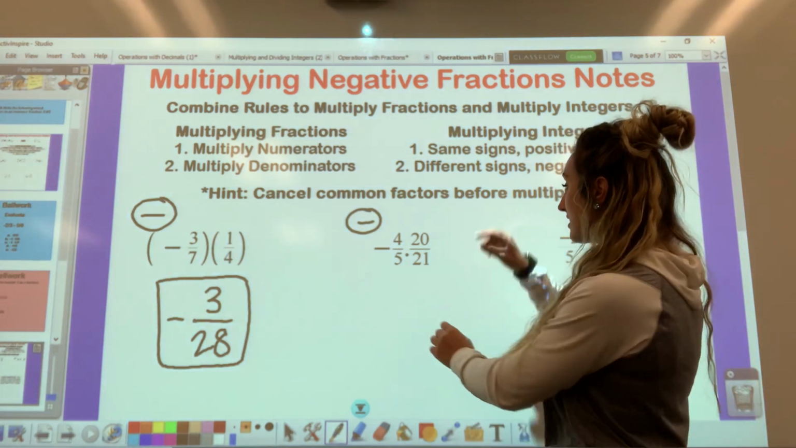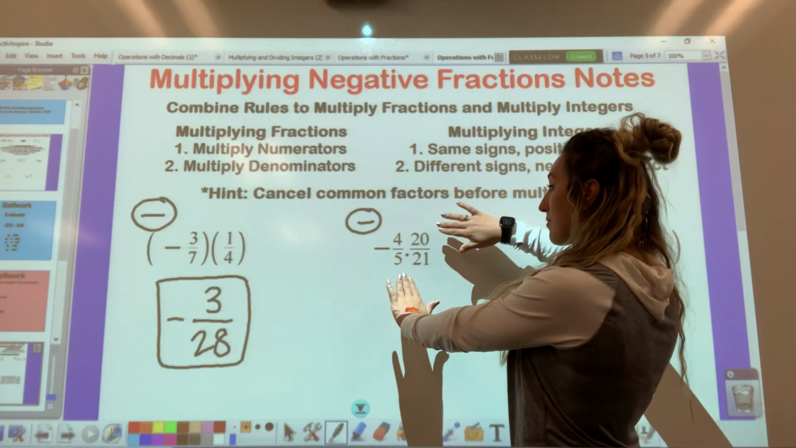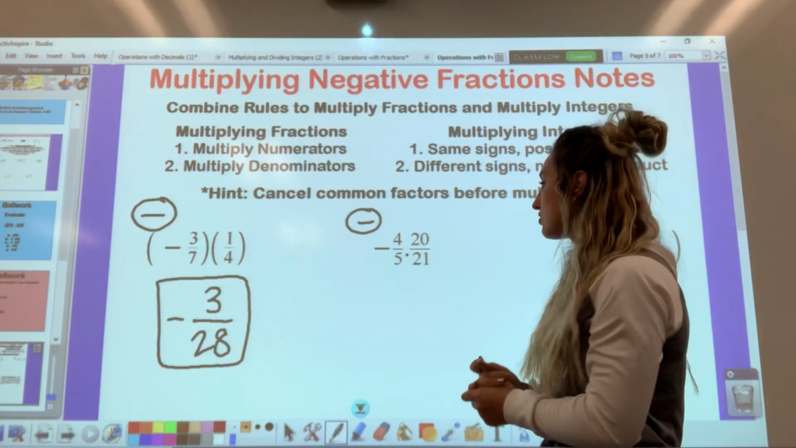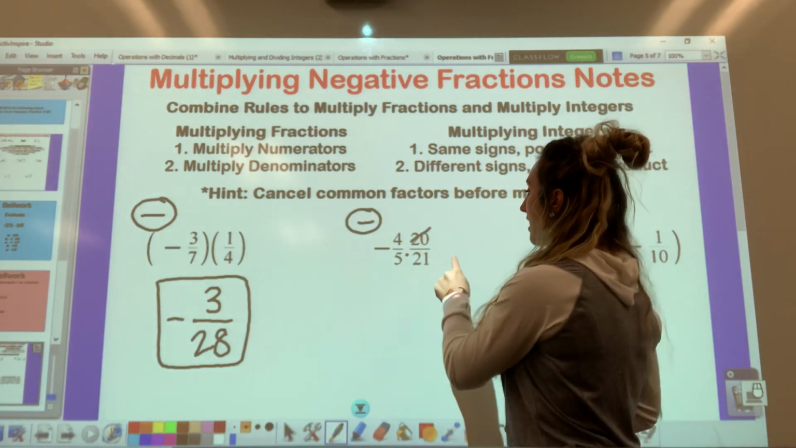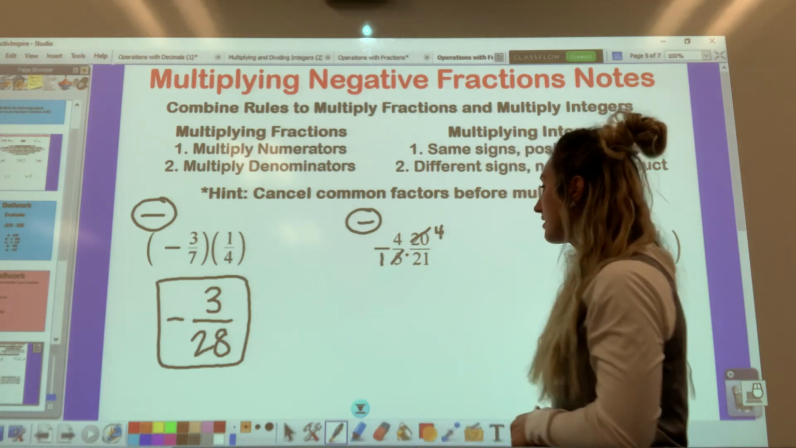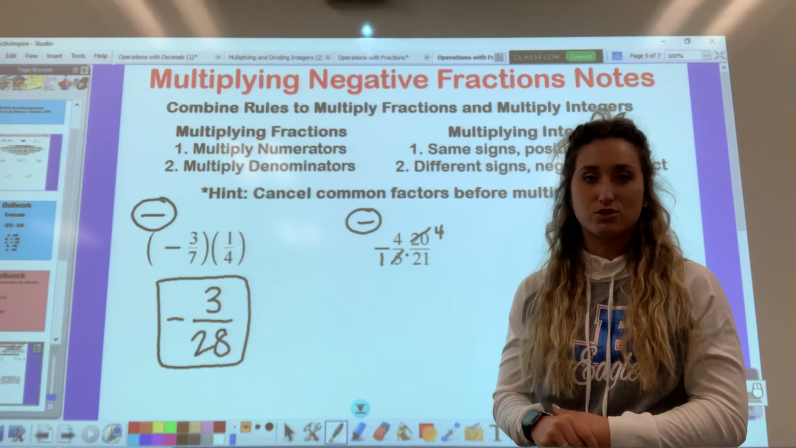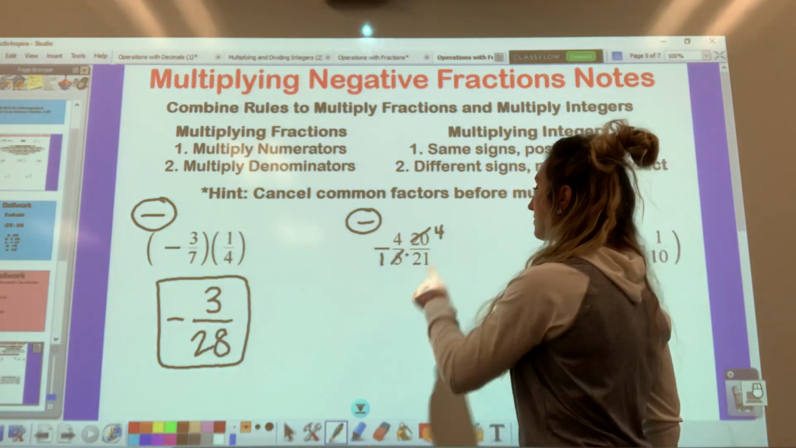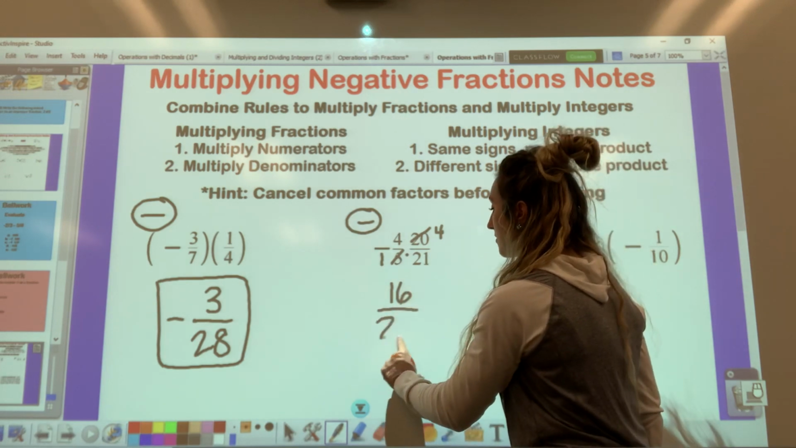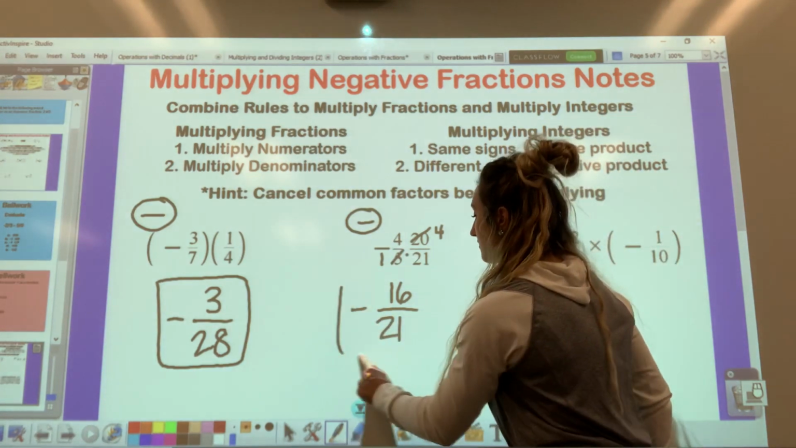So I see that between the 20 and the 5, so those numbers on the top and the bottom, there's a common factor of 5 there. I can divide both of those numbers by 5. So when I do that, 20 divided by 5 is 4, and 5 divided by 5 is 1. So now I'm working with these new numbers, and now I'll multiply straight across. 4 times 4 is 16. 1 times 21 is 21. So you get 16 over 21, and don't forget your negative sign.